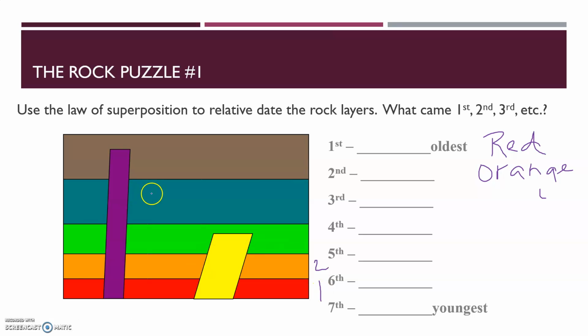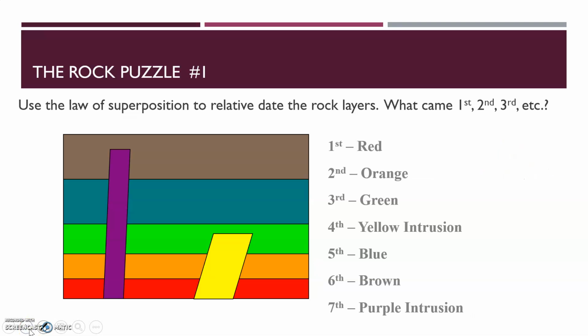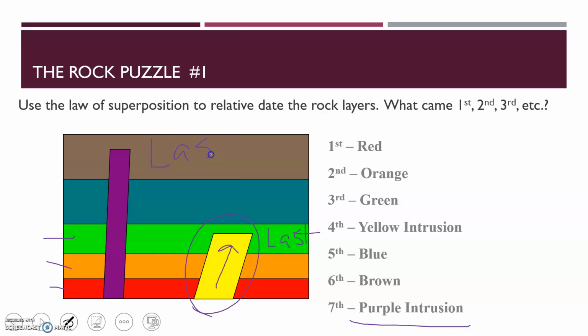All right, so let's see how you did in comparison. The first layer was red, the second layer was orange, the third layer was green, the fourth layer was this intrusion. And let me make sure I tell you why. Yellow intrudes into the last layer. So at the time, this was the last layer, therefore yellow went all the way into it. Okay, so then we have blue, which kind of appears to be like a blue-green color. Then we have brown, and then last we have the purple intrusion because this became the last layer, and so purple went all the way through it.